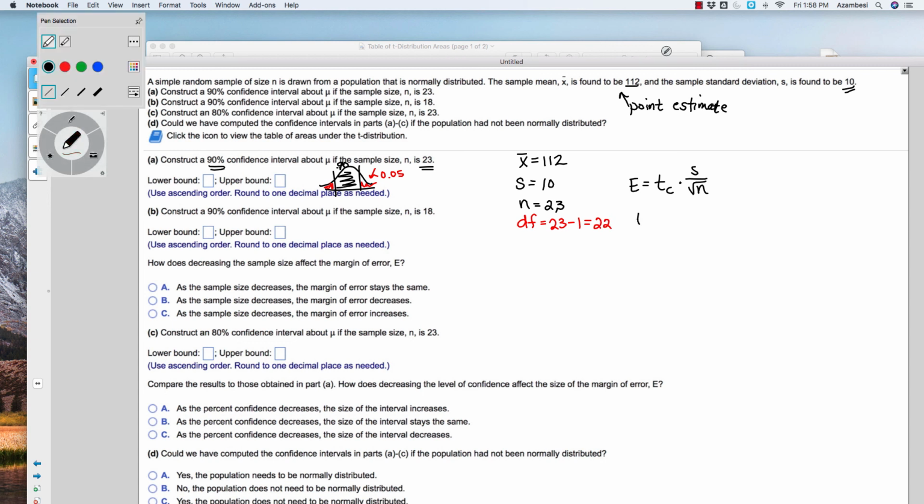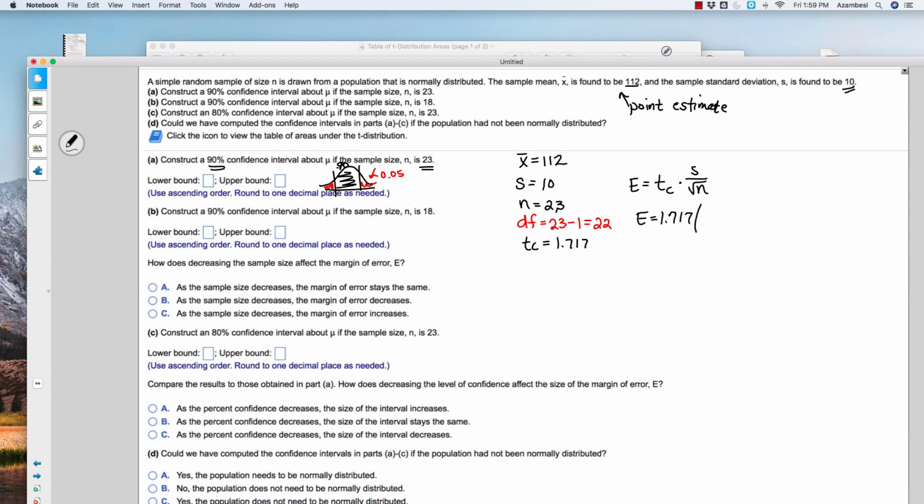Continuing for our confidence interval, E is equal to t_c, 1.717, times s, which is 10, divided by the square root of n, which is 23. Putting that in my calculator, 1.717 times 10 over the square root of 23 gives me 3.5802.